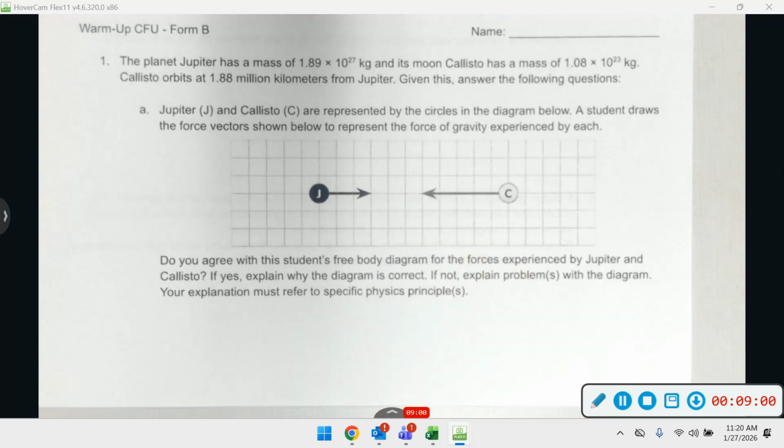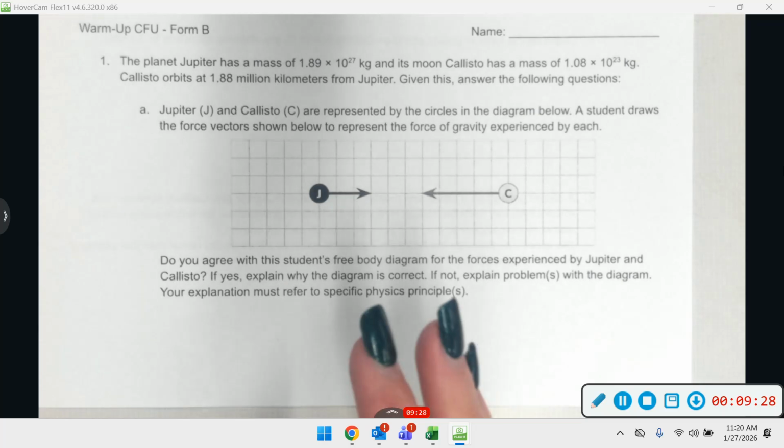Form B says it's not about Saturn anymore. It is now about Jupiter. And Form B says the planet Jupiter has a mass of 1.89 times 10 to the 27th kilograms, and its moon Callisto has a mass of 1.08 times 10 to the 23rd kilograms. Callisto orbits at 1.88 million kilometers from Jupiter. Given this, answer the following questions.